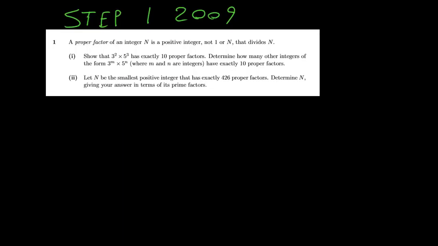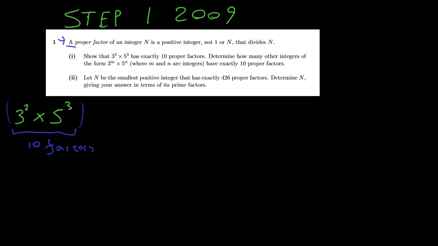We're asked to show that 3 squared times 5 cubed has exactly 10 proper factors. If we don't know what a proper factor is, we're actually told up here. It's just every factor of this number that's not itself or 1. And apparently there's 10 of those, and we have to show that there's 10 proper factors.